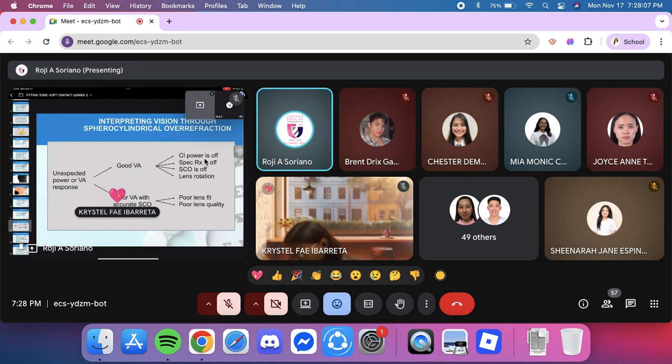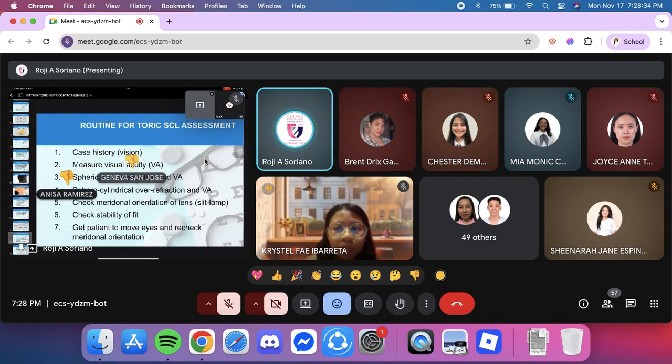Okay, good. Next, poor VA with accurate zero cylinder over refraction. It only proves the poor lens fit or the lens quality is poor. Right? Any questions on this? Any questions? None. All right.